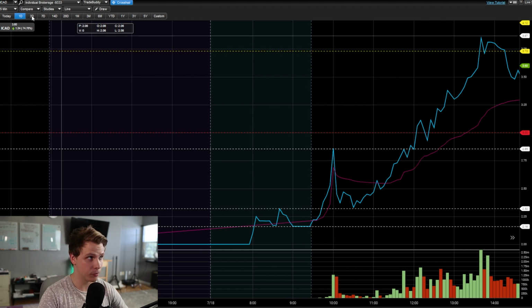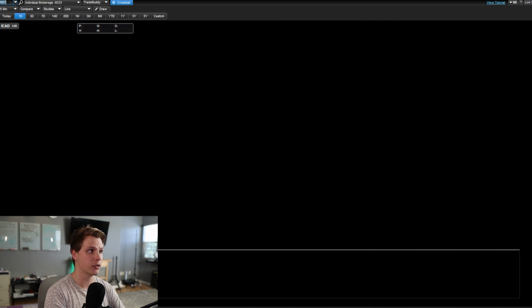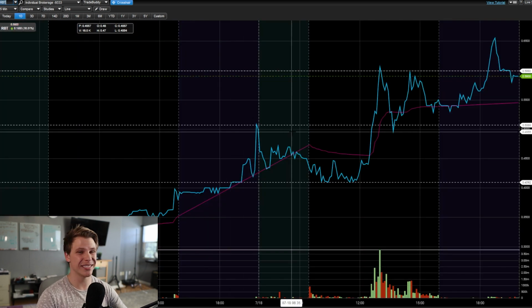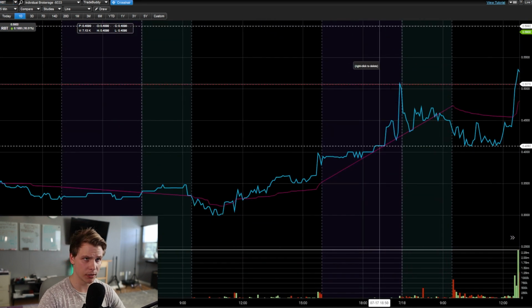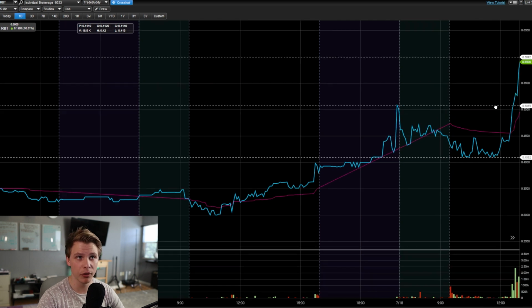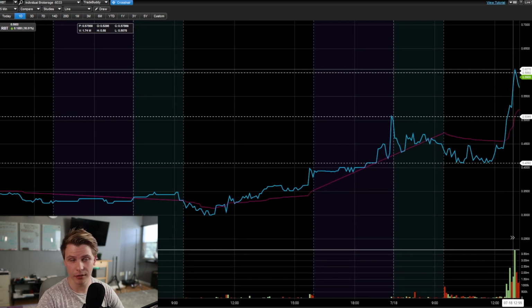But we have another one, right? Just to kind of show you that this actually works. You look at RBT, same exact setup. You can see here that we have the pre-market high right near 51 cents. This stock had that breakout in the afternoon, went up to like 60 cents.